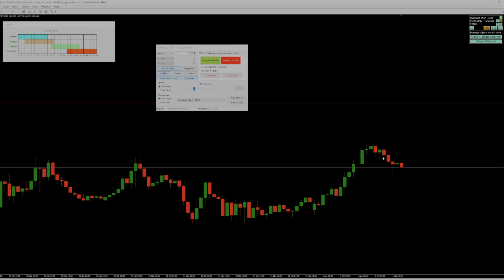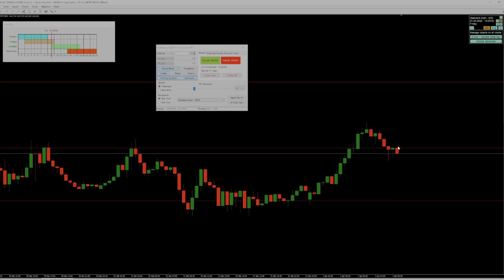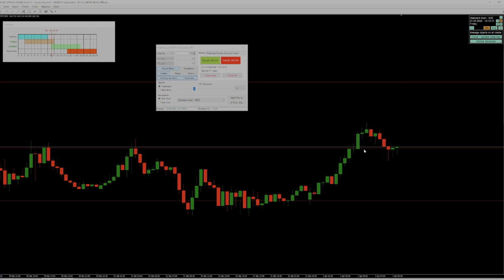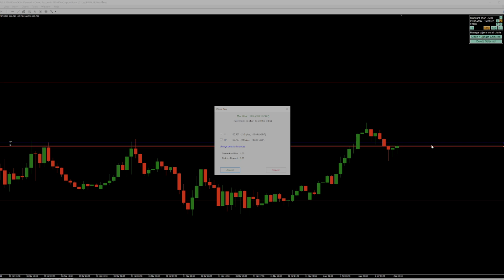Now if this closes bearish, you know the drill. But if it breaks this high, we'll take a trade this way. But if it closes and breaks below here, we'll take a sell down there. Alright, right there. So we're gonna take this. So it's like a break and retest.